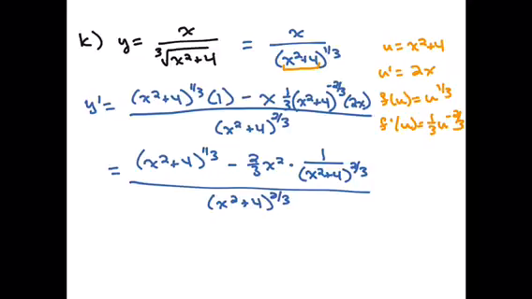That is not the convention in math. We don't write a fraction inside of a fraction. So I need to get rid of the 3 here and the (x squared plus 4) to the 2/3. And I do that by multiplying the numerator and the denominator by those inside denominators.